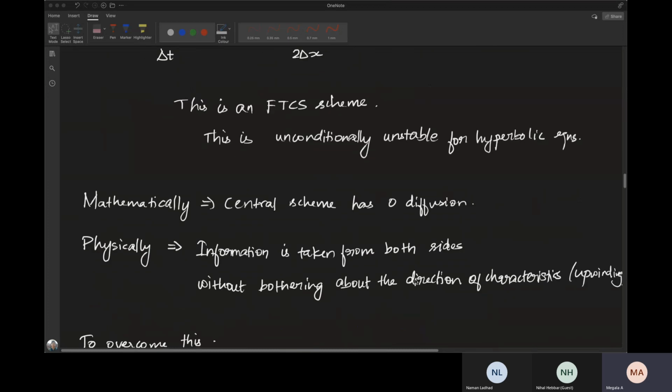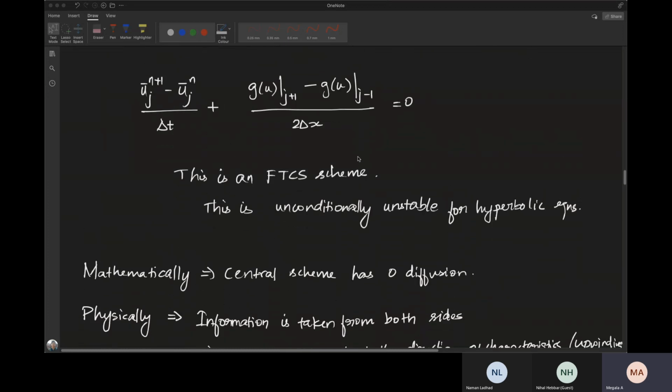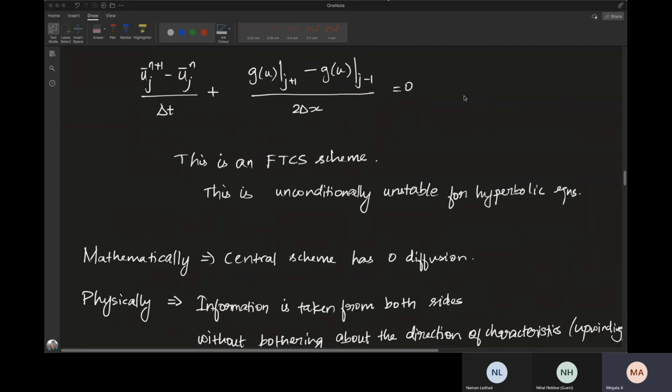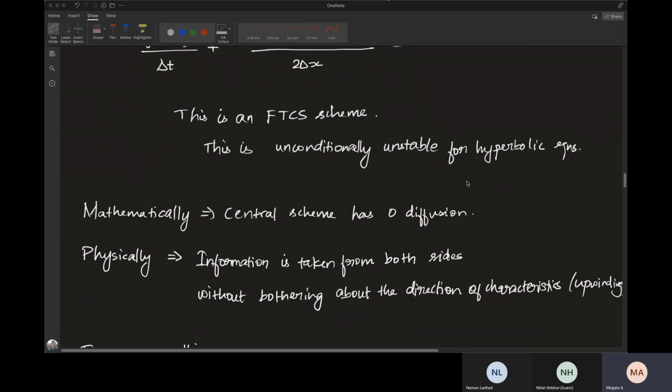Mathematically, central differencing, that is the central scheme, has zero diffusion. The first term in the truncation error here is dispersion and not diffusion. So it has zero diffusion. That will not make the scheme stable. That will necessarily disrupt stability.